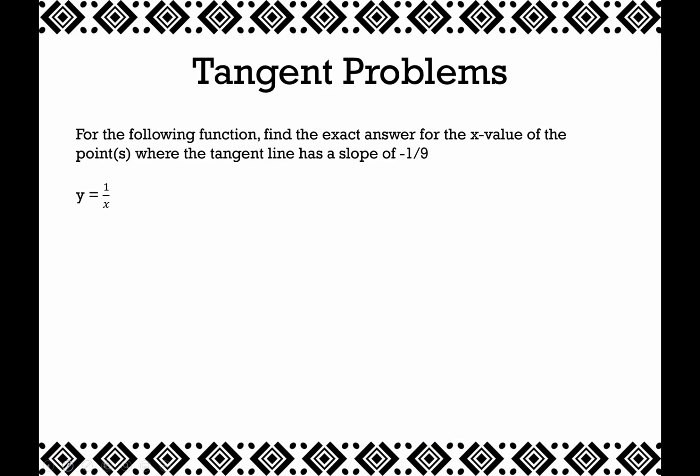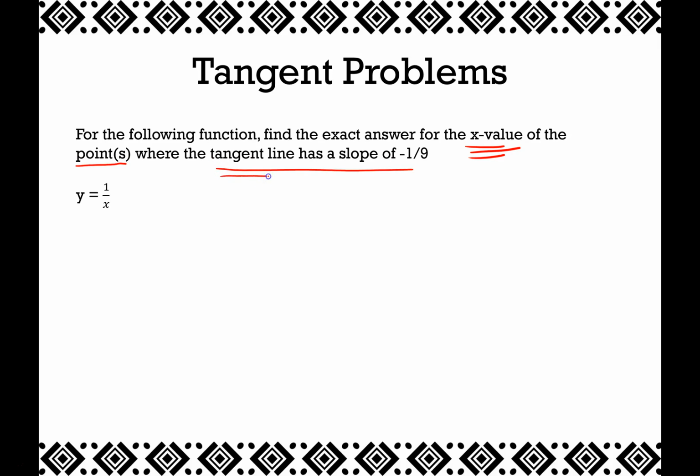All right, for the following function, find the exact answer for the x value of the points where the tangent line has a slope of negative 1/9. This problem is a little easier in terms of the amount of steps you have to do because it's just looking for the x value. It's not looking for an equation. It's just looking for the x value when the tangent line has a slope of negative 1/9. And it's interesting that it said points. Maybe there's more than one answer.